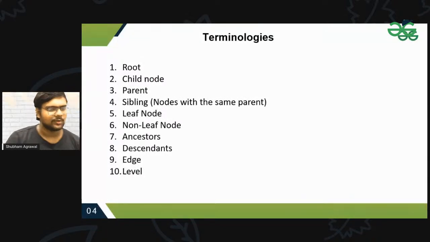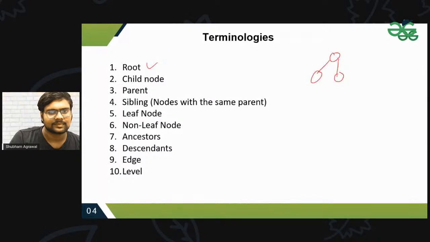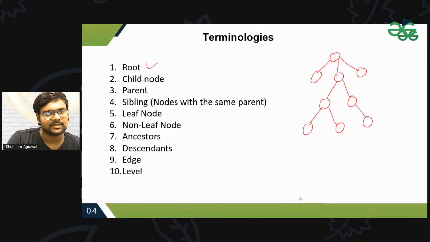So we have the root node. Suppose this is a tree. In this, the topmost node is called the root node. So in this tree, this node is our root node. And for this root, this node and this node are the child nodes. So if we have a node, then the child nodes of this node will be this and this.